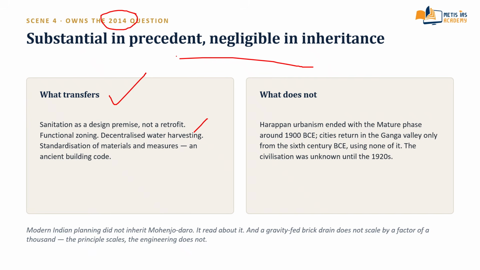The fourth one is standardization of materials and measures, which is the precondition for building at scale and to specification. Their brick ratio and weight system are an ancient equivalent of a building code. This is all regarding the first half, that is what transfers. The second one is what does not, and this is the part almost nobody writes. The honest answer to what extent is: as precedent substantially, as inheritance hardly at all.